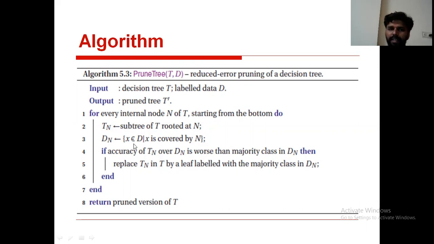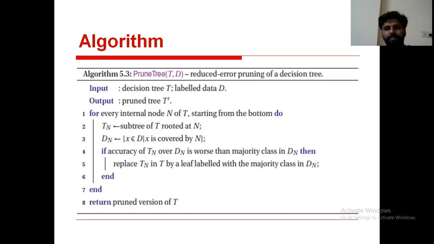And X belongs to D, it is covered by N. Here, X is an instance from data set D, and that X should be covered by the internal node. That one is assigned to Dn. Now Dn indicates what? The instances which were covered, which are in D, and were covered by N.